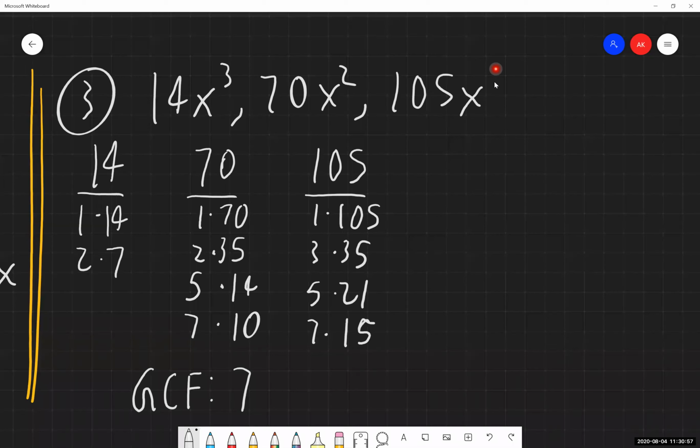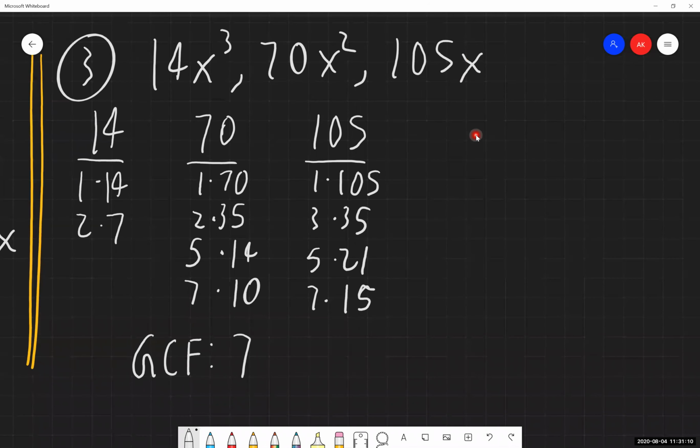It's got an invisible 1 that's hanging out up here. So x cubed, x squared, and x to the first. The greatest number of x's that these three terms have in common is 1x, or x to the first power. So the greatest common factor for this entire problem is going to be 7x. We always list the factors multiplying together, the numbers, the variables, all of it.